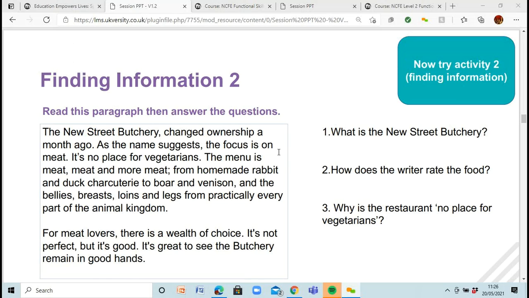The New Street Butchery changed ownership a month ago. As the name suggests, the focus is on meat. So it's no place for vegetarians. The menu is meat, meat and more meat, from homemade rabbit and duck charcuterie to boar and venison, and the bellies, breasts, loins and legs from practically every part of the animal kingdom. For meat lovers, there is a wealth of choice. It's not perfect, but it's good. It's good to see the butchery remain in good hands. So, first question, what is the New Street Butchery?